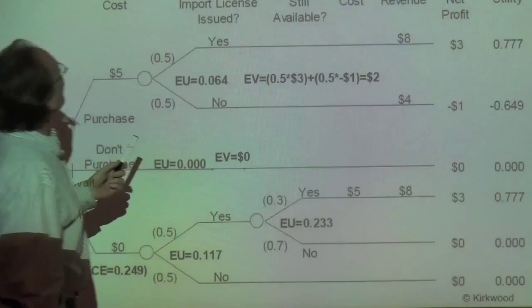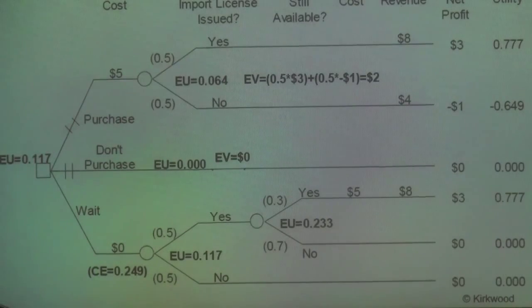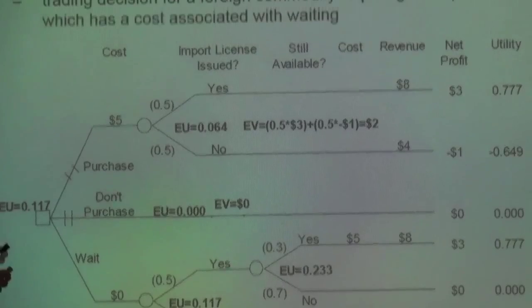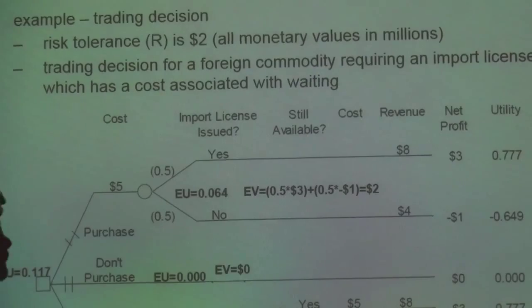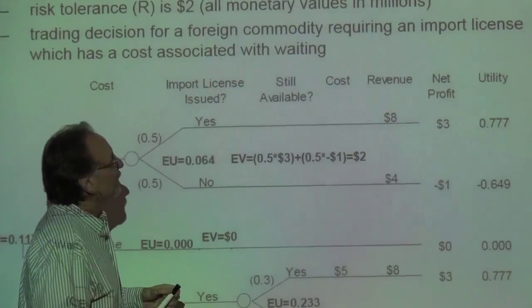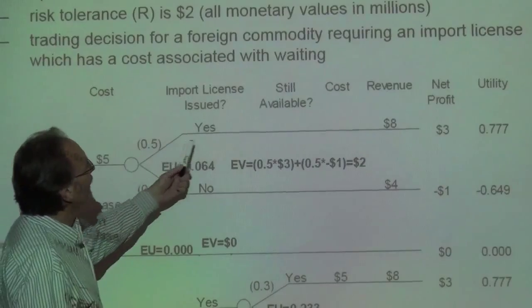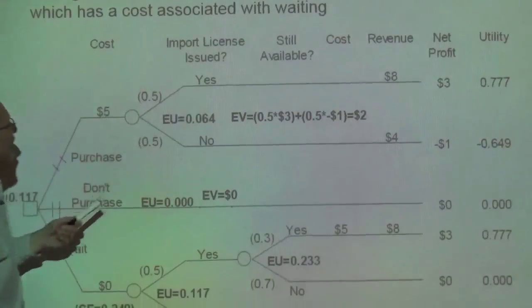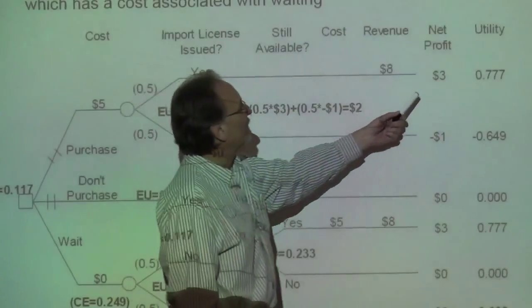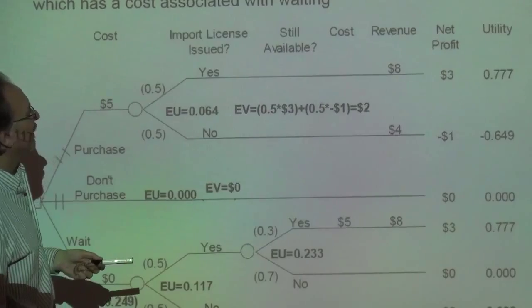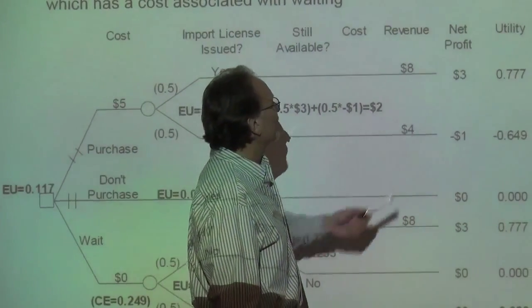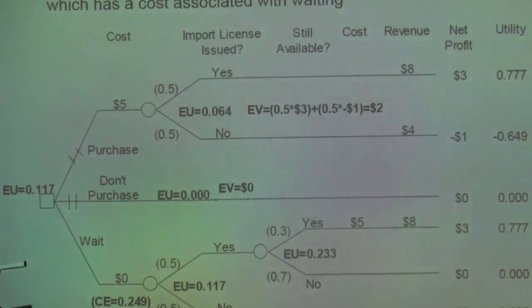Here, if we are assuming a risk tolerance of 2 million, I have it in 2, everything's in millions, okay? So we have it in 2 million, and we have the net profit through here. We get 8 million revenue, we spent 5 million up front, we have a net profit of 3 million. We spent 5 million up front, it wasn't issued, we still, for some reason, there's still some revenue to be gained.